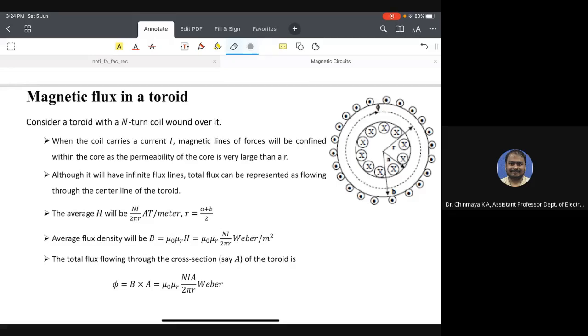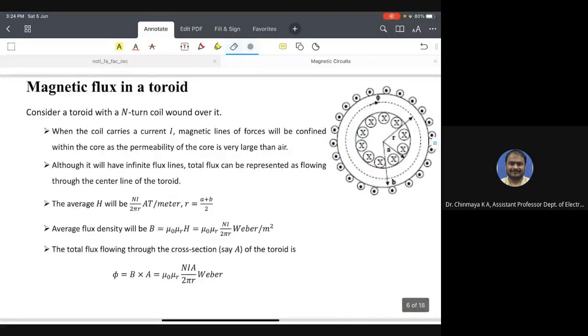So in today's class, we will discuss magnetic flux in a toroid. A toroid is a circular shaped core to which, as you can see here, a number of turns of copper wire are wound. This can be shown as you can see here. You can also represent it like this. A number of turns are wound on this coil.